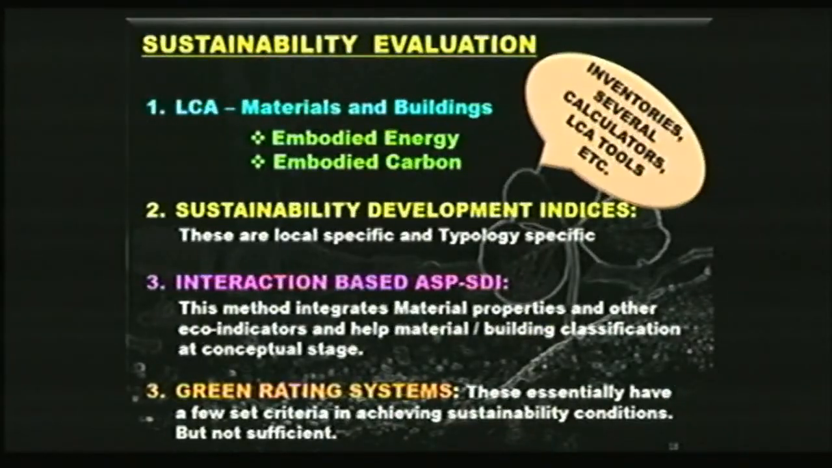Let me quickly go through this sustainability evaluation. Now there are essentially four types of evaluation possible. One is the life cycle analysis of materials, which is applicable for materials and then buildings. This essentially talks about the impact of embodied energy and embodied carbon. Second, we have sustainability development indices, which are developed for local conditions. And third is an interaction-based evaluation, which I just showed you, I1 plus I2 plus I3. Those are evolved on a condition basis.